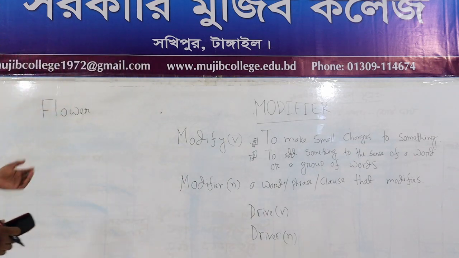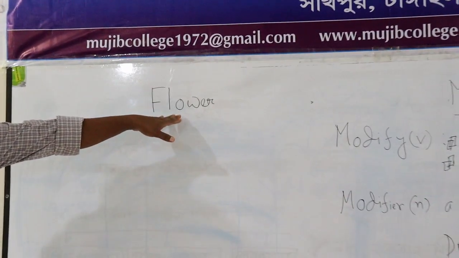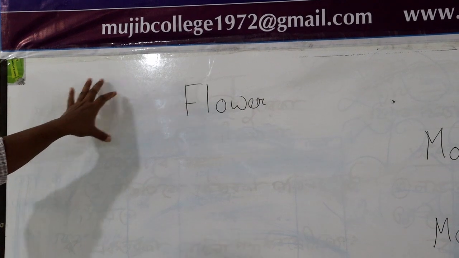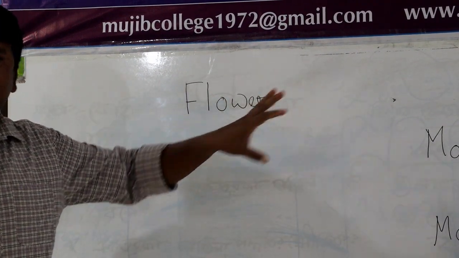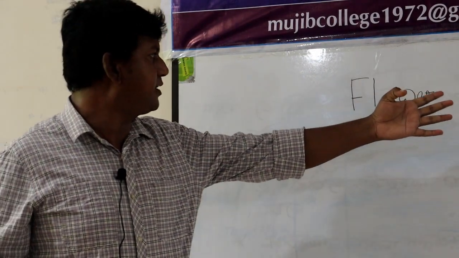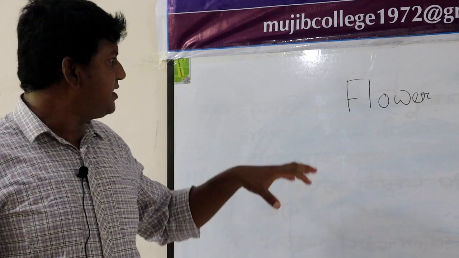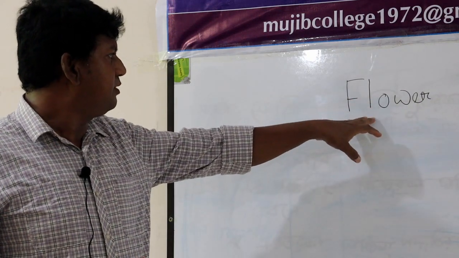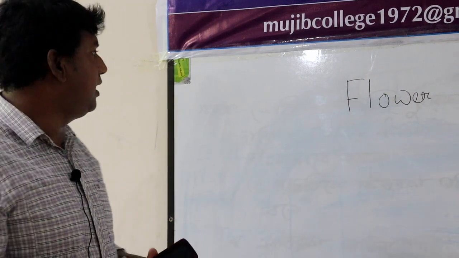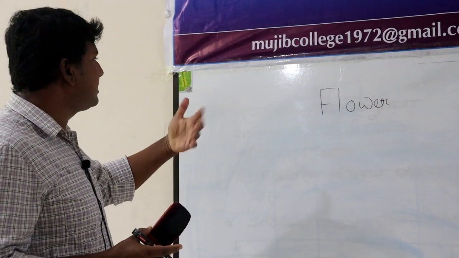Okay? Look at the board. There is a word flower. There is only the word flower, and there is nothing before or after the word. But definitely we can add something before or after this word. And by adding something before or after this word, we actually modify the word flower. Let me make it clearer.